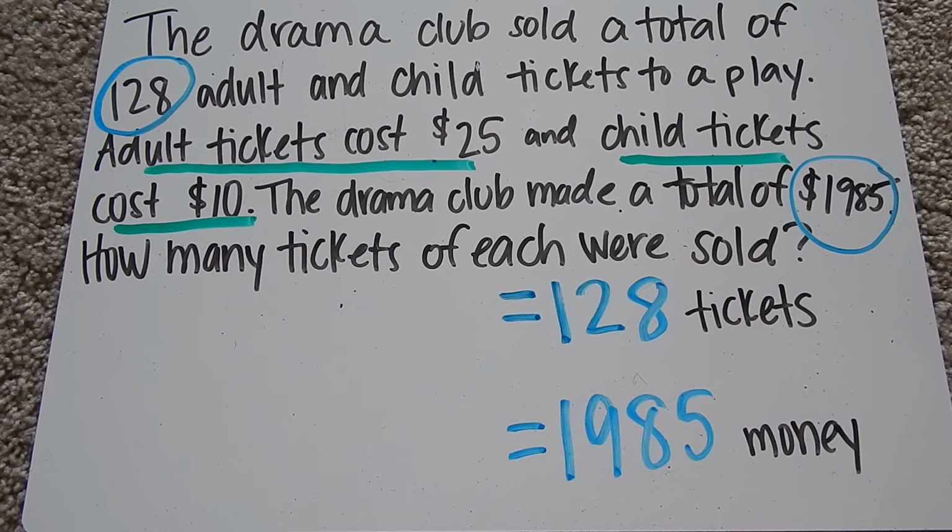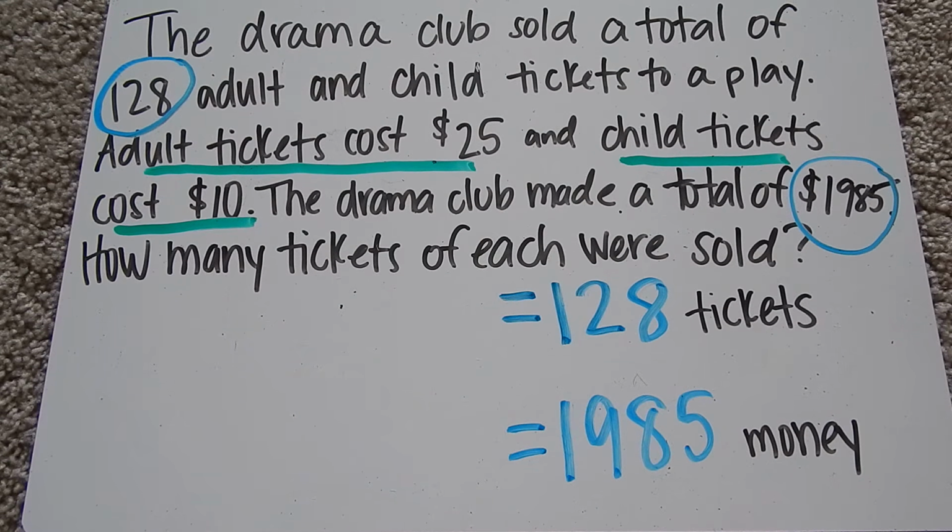Okay. Now, we are going to write our first equation for tickets. As we're writing this, we need to remember ticket plus ticket equals ticket. We cannot try to add money in there. We just need tickets. So tickets plus tickets equals tickets. Now, the 2 types of tickets that we have are adult and child. Together, it's a total of 128 tickets.